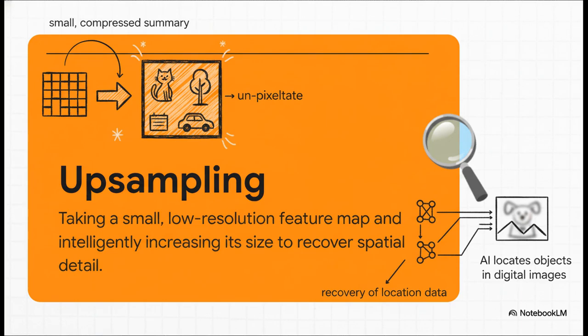And the answer, believe it or not, is upsampling. Honestly, the best way to think of it is like a smart unpixelate button from a sci-fi movie. You know that small compressed blob of data the network made? Upsampling takes that and intelligently blows it back up, trying to recover all that location data it lost.